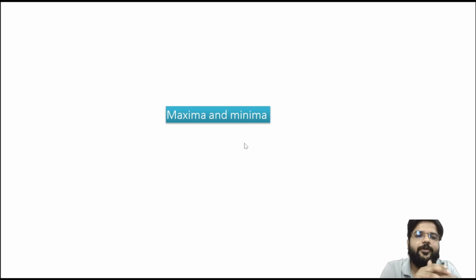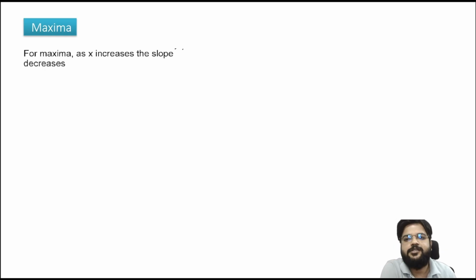Let's see the next topic, everyone: maxima and minima. First of all, we will discuss the maxima. For the maximum, what is happening, everyone? As x increases, the slope decreases. So if x increases, then the slope decreases. What is the sense of this line, everyone? Let's look at this graph, then you will get clarity on what he is saying here.